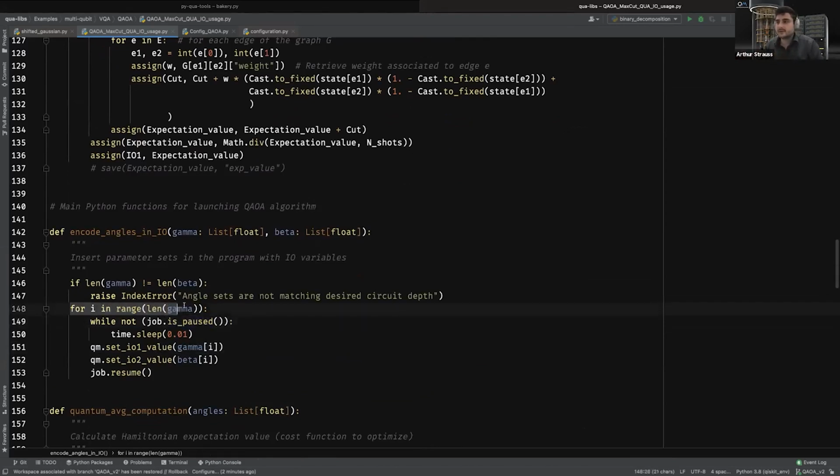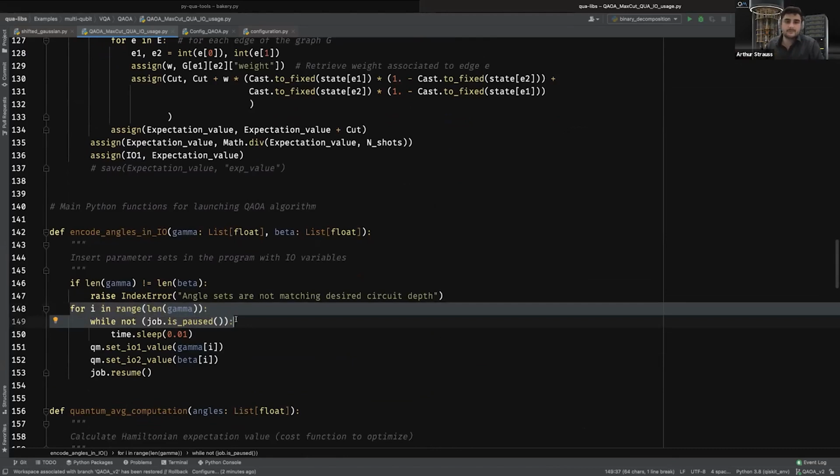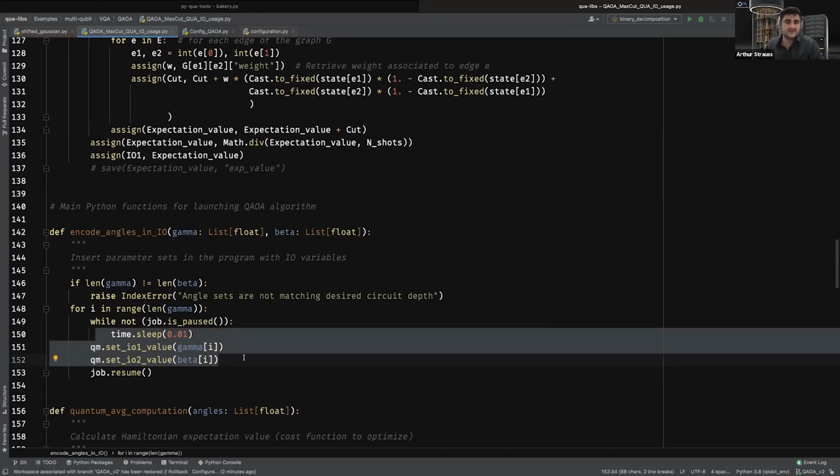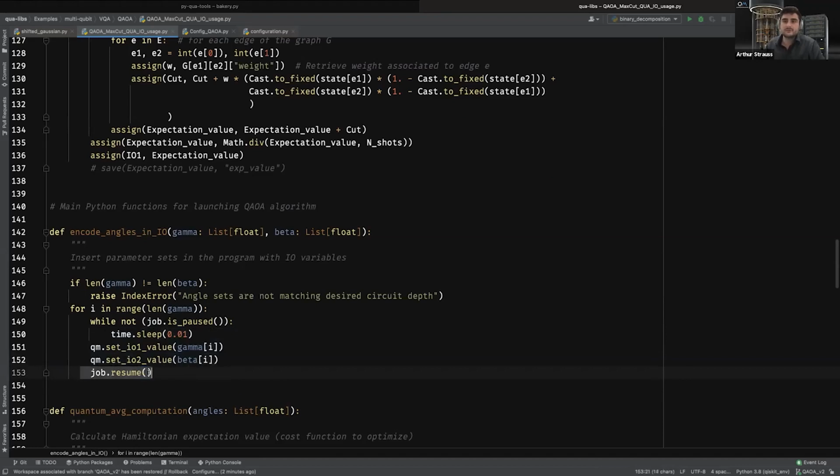To give you an idea, here, as you can see, I'm checking that the job is paused. I have pause statements inserted within the program. Once I'm done loading the parameters that I need, which are given by my classical computation, I can just resume the job and launch the new protocol again.